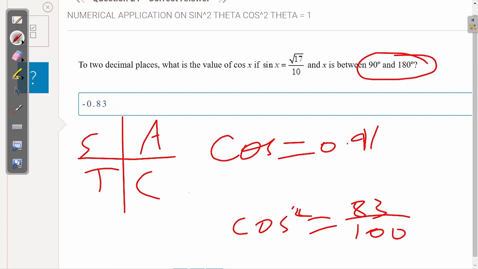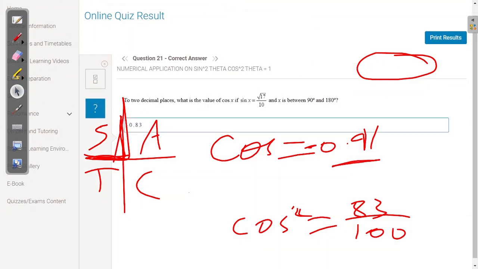But remember, they said between 90 and 180, and from All Students Take Calculus, 90 to 180 is here, this quadrant. So S, sine is positive only, not cosine, so cosine is negative. Remember, A for all is positive, S sine positive, T tan positive, C is cosine positive. Oh yeah, by the way, the question is wrong. It's supposed to be negative 0.91, but they put negative 0.83, which is wrong.